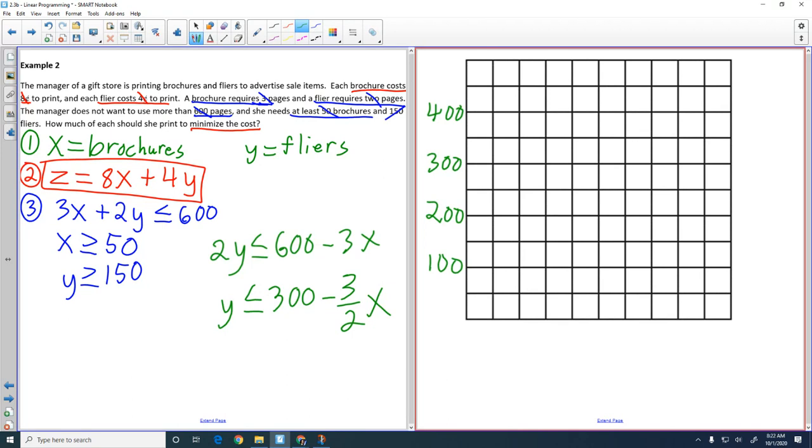Yeah? Since we have no more than 600 pages, does that not really matter? So the only thing that's going to matter is the numbers in our equations that we're writing. So it was 600 initially, 600 pages, but because we divided by 2, that brought the number down to 300. So we don't need to go up to 600. No, that's a great question, sir.